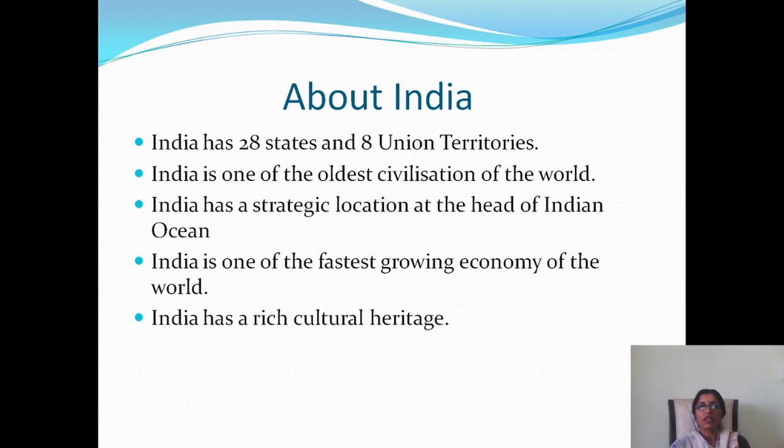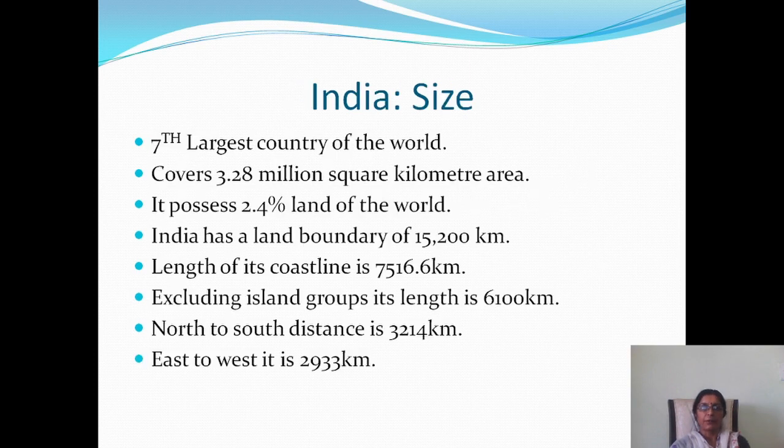Now let's talk about size of India. India is 7th largest country of the world. It covers 3.28 million square kilometer of area. As far as percentage is concerned, it possesses 2.4% land of the world.